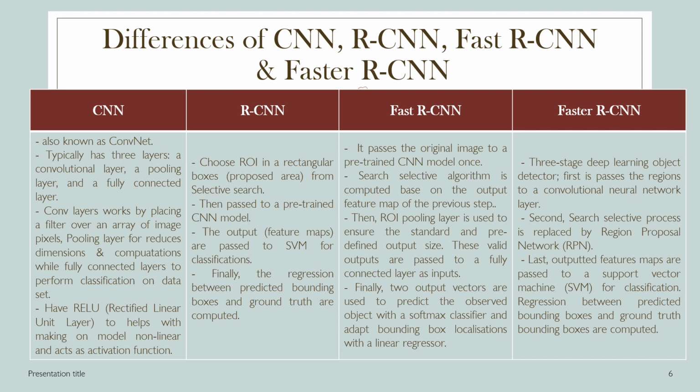And the last one, Faster RCNN, a three-stage deep learning object detector. First, the image is passed to a convolutional neural network layer. Second, the selective search process that is in Fast RCNN is replaced by an RPN, region proposal network. And last, output feature maps are passed to a support vector machine for classification, and regression between predicted bounding box and ground truth bounding boxes is computed.